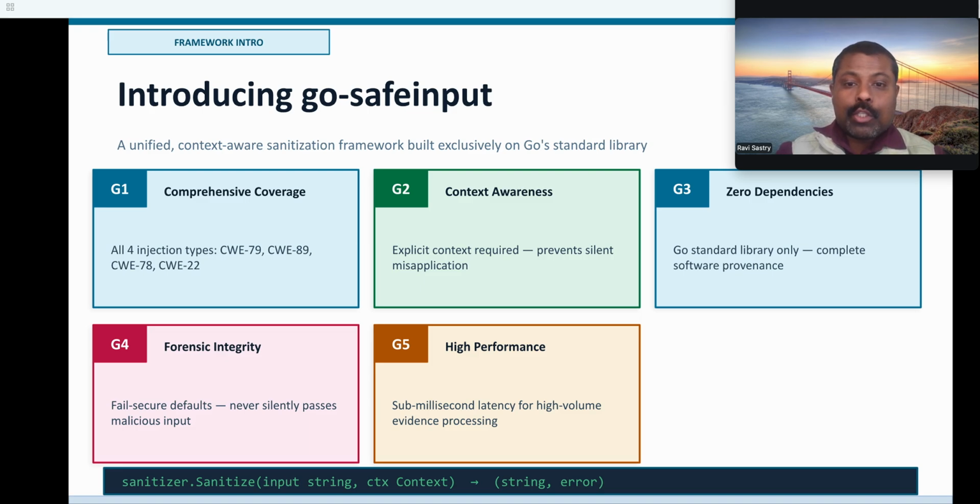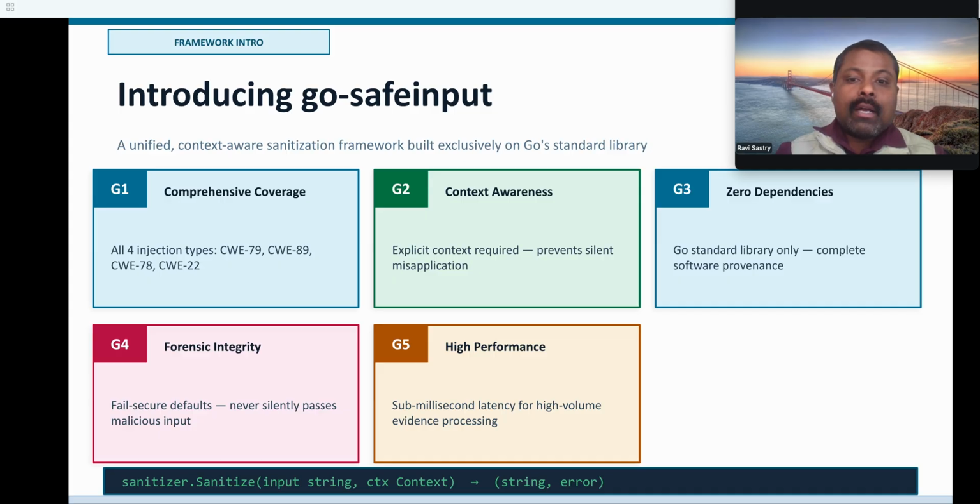Goal four is the most important, which is forensic integrity, meaning that if there is any failure, we have to have some fail-secure defaults. If the framework detects a traversal pattern or an injection sequence, it immediately returns an error. So it never tries to clean a suspicious input and pass it through silently.